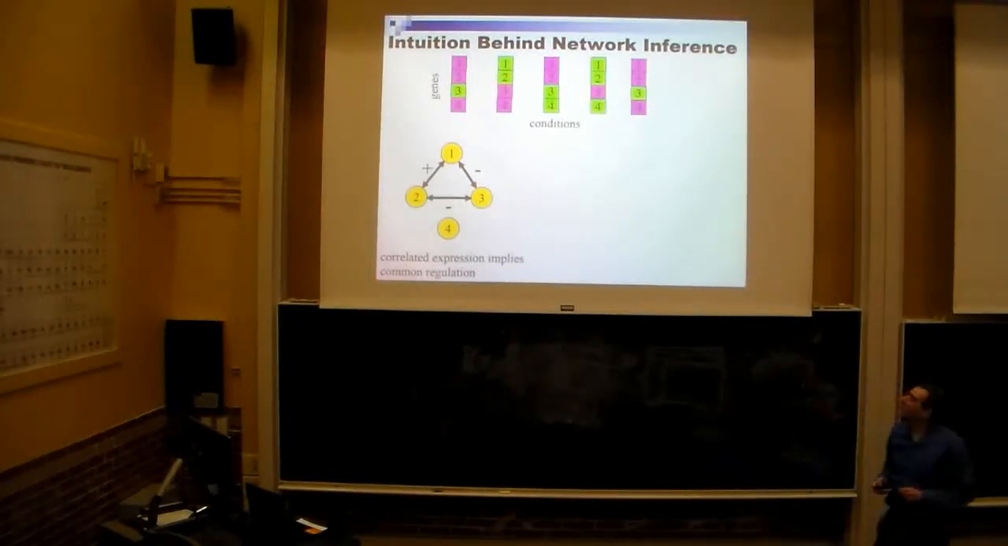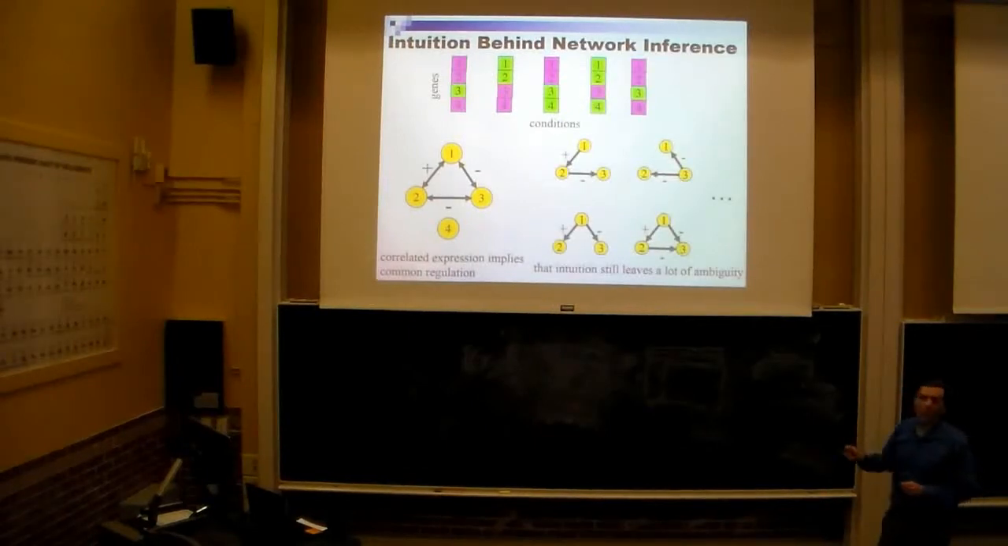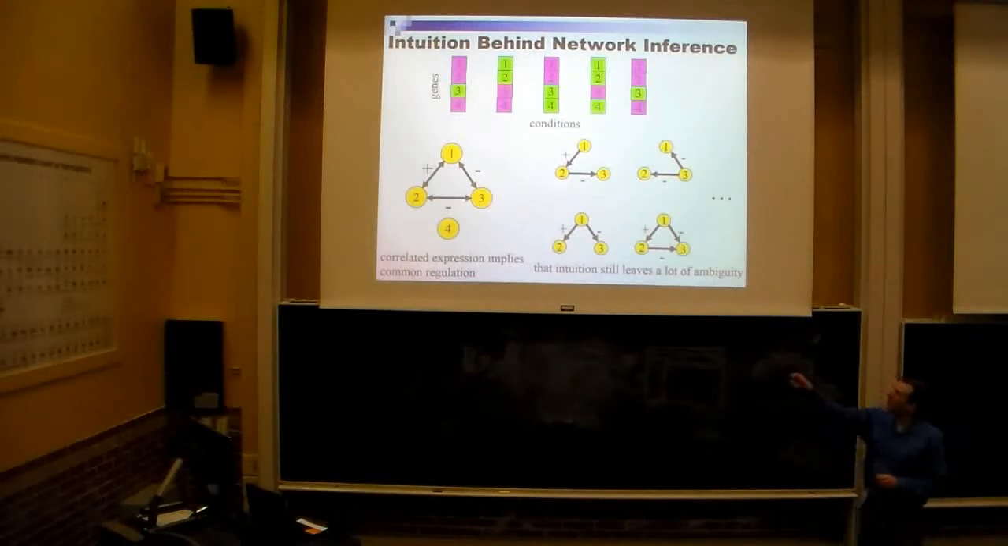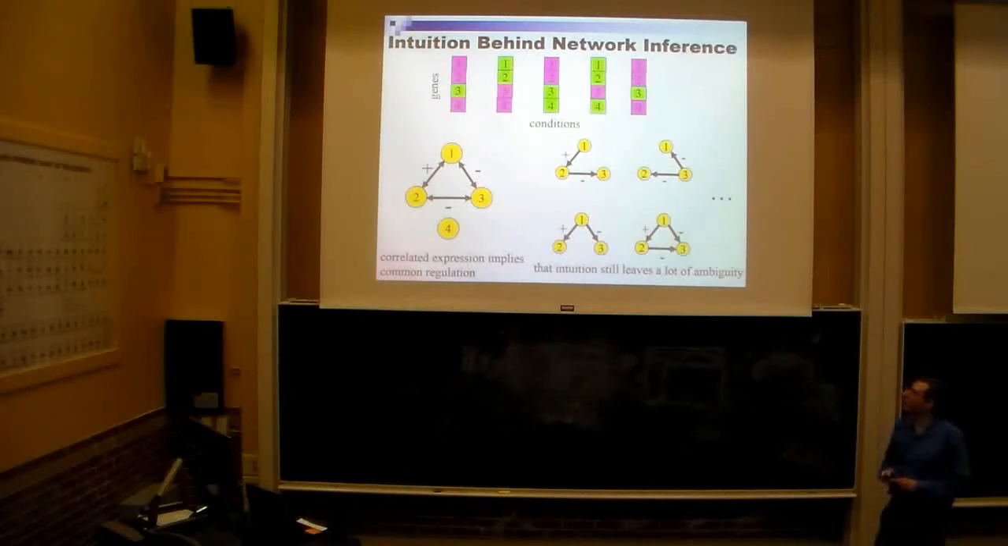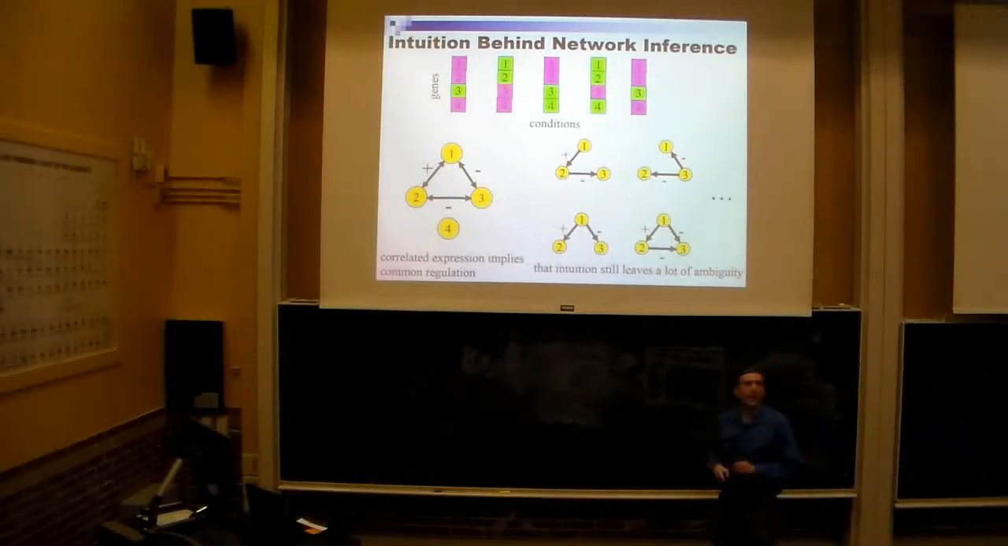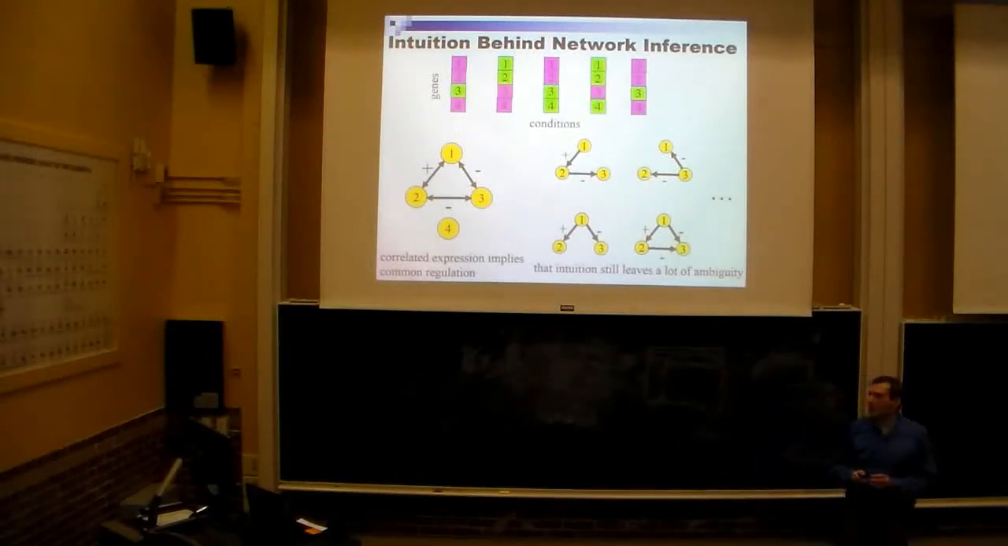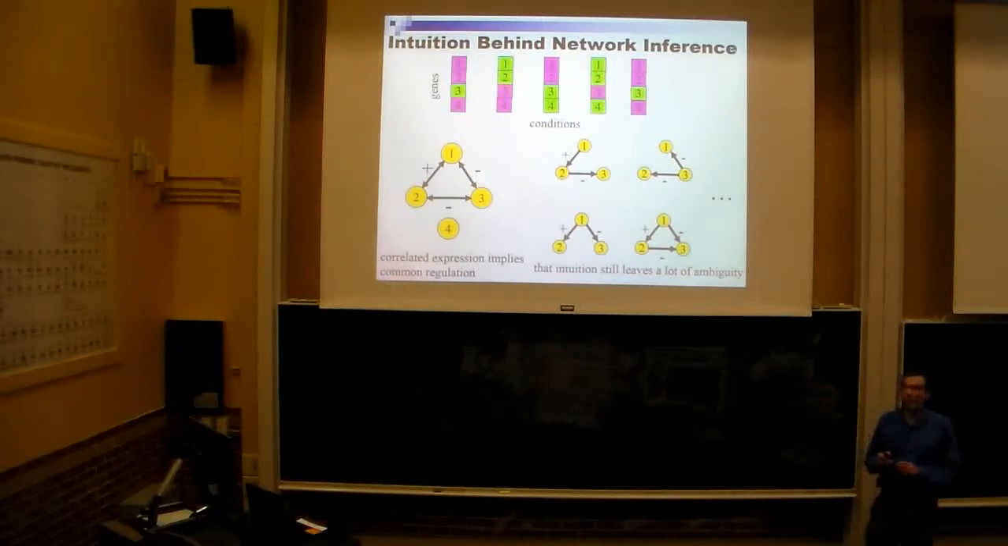Okay, so that is giving us kind of an intuition, but there's still a lot of ambiguity there. As I suggested, we can come up with some networks that are consistent with this data. So we can say that 4 is sitting out by itself, and maybe 1 is a positive regulator of 2, which is a negative regulator of 3, or it could be 3 is a negative regulator of 1 and 2, or 1 is a positive regulator of 2, negative regulator of 3. We don't have enough information just to go from this intuition to a unique specification of the correct model for this network. So we do need to do a bit more here.